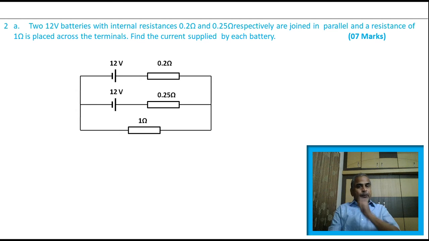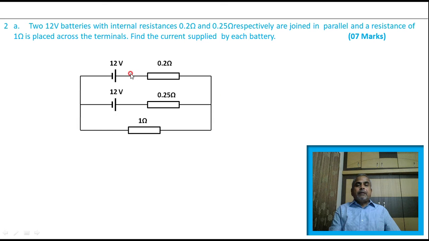and 0.25 ohm respectively are joined in parallel. These two 12-volt batteries are connected in parallel with internal resistances of 0.2 ohm and 0.25 ohm respectively, and a resistance of 1 ohm is placed across the terminals. Means the two batteries are connected in parallel and another resistance is connected across this parallel combination of batteries. Then he asks you to find the current supplied by each battery.